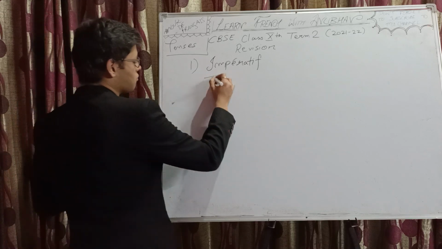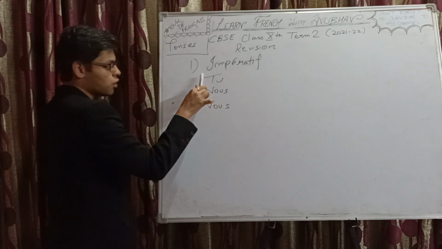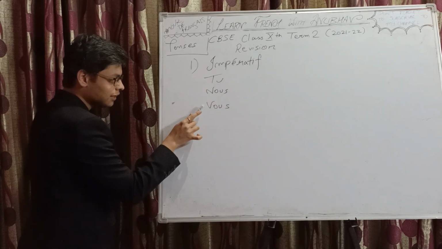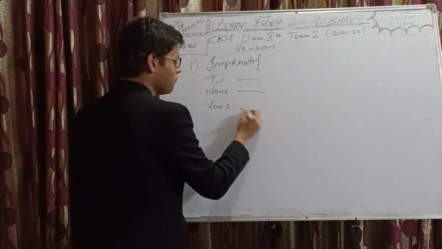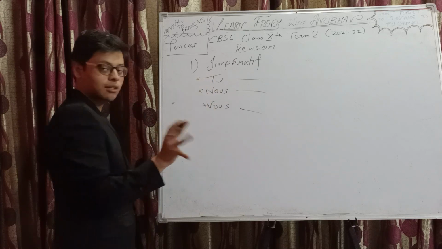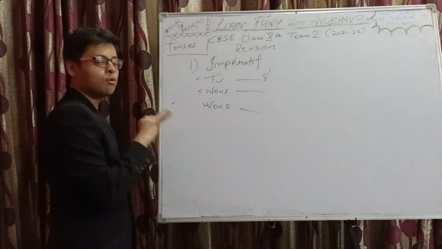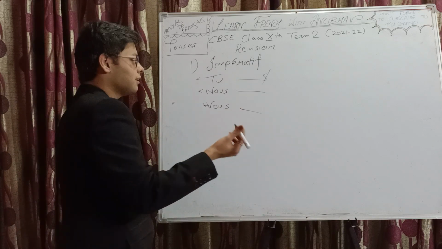Imperative is done with only 3 subjects: tu, nous, and vous. You, second person singular, first person plural, second person plural. How to do it? Take the present tense conjugation. First, subject pronouns are missing. For tu, for -er verbs, remove the s, and nous and vous stay just the same. We have 4 exceptions. Let's discuss them quickly.